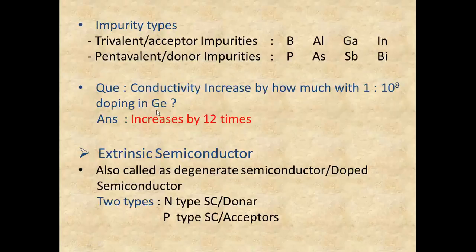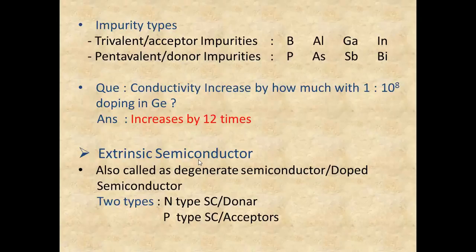A question we can raise here is: conductivity increases by how much with 1 in 10 to the power 8 doping in germanium? I have seen this question in many exams, so I've put it over here. You should know that it increases by 12 times. Just remember this.